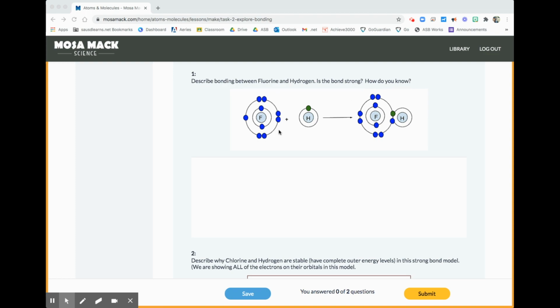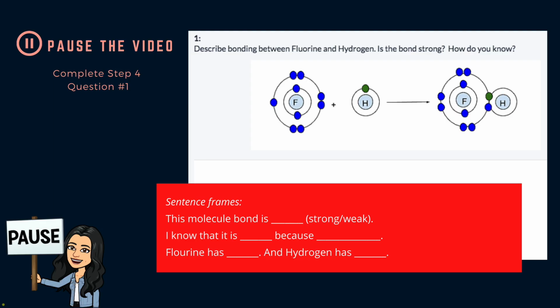So here we have fluorine, and I want you guys to count the number of electrons in the outer shell. And then we have hydrogen, and hydrogen we know only has one electron. So they bond together. Do you think this bond is complete? Would you call it a strong bond? And explain why?